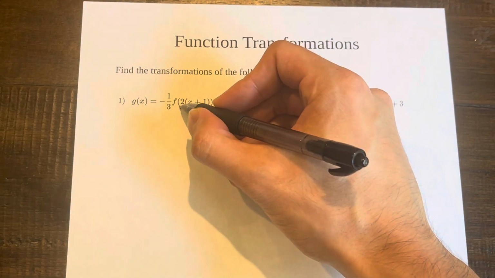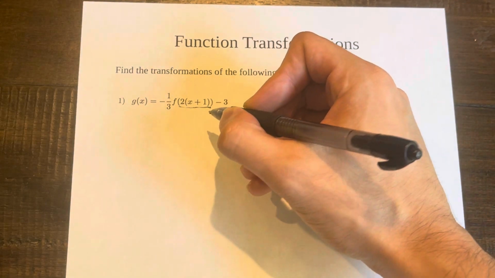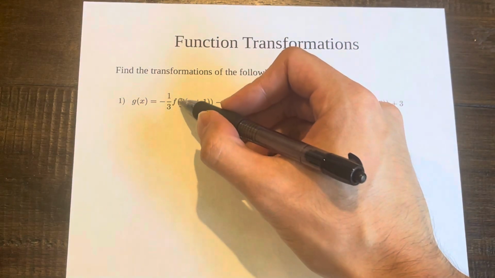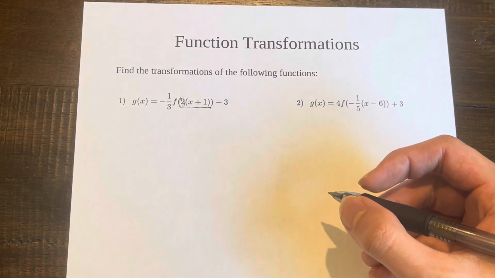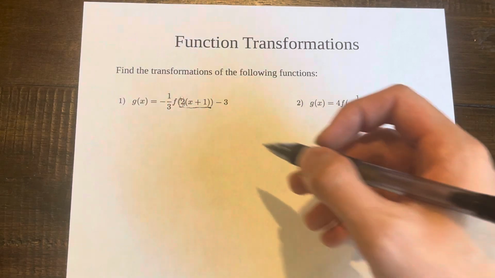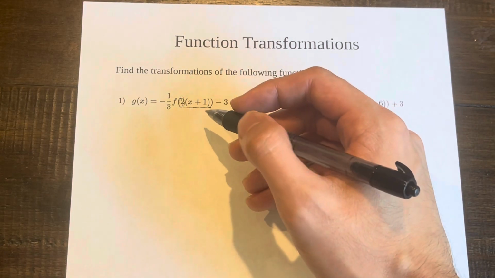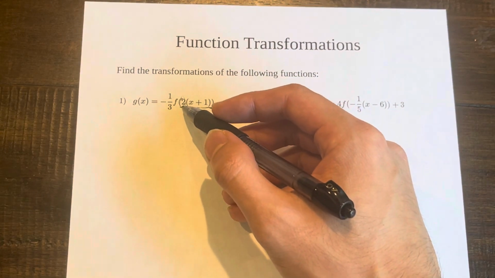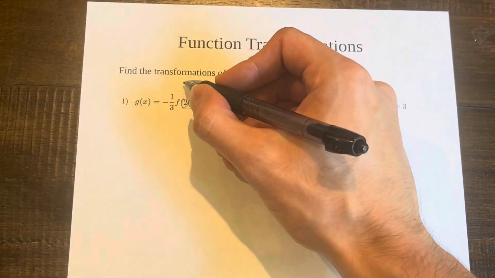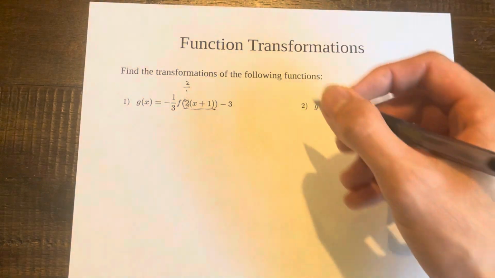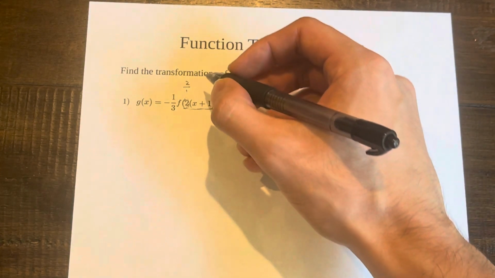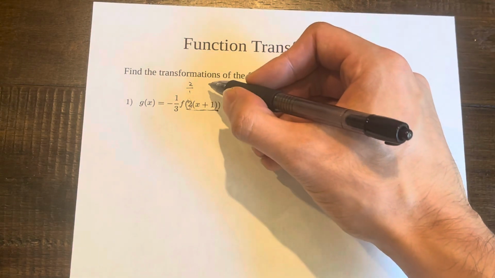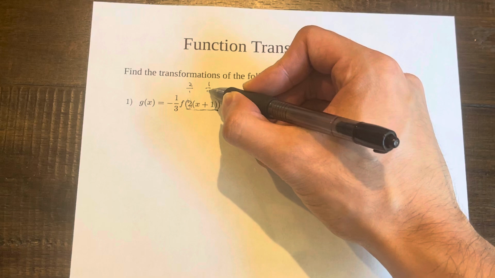We want to start from the inside and work our way out. And so this is going to be our first transformation. So anything inside is going to be horizontal. So with the 2, 2 is actually just 2 divided by 1, right? But since we're inside, we need to flip this fraction and get 1/2.